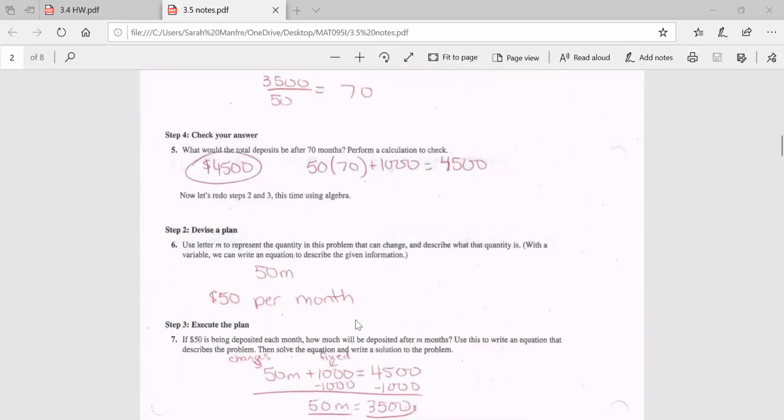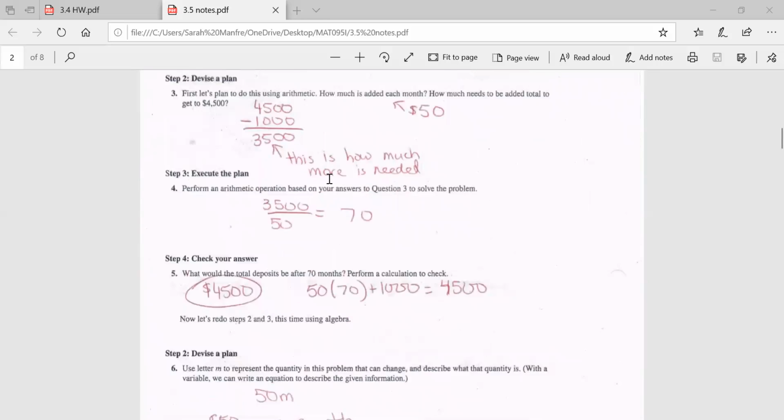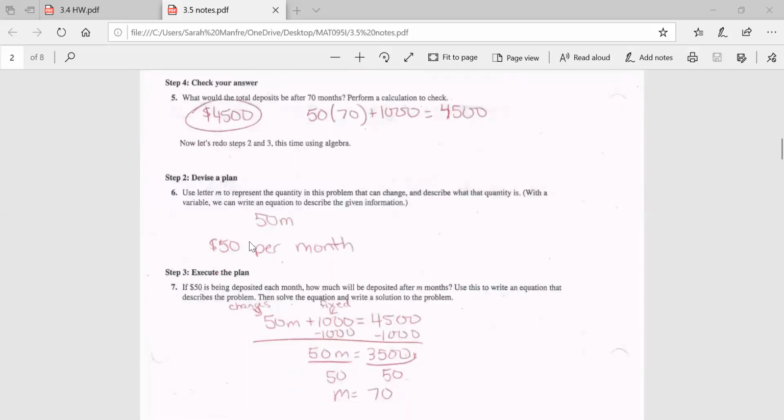Okay. Now, the way that we just did it here, this was the non-algebraic way of doing it, okay? This is using our common knowledge to figure out, well, what do we need to do? But there's another way we can do this. So if you look back, it's going back to step 2. Now we're going to bring variables in and try and write an equation to represent this situation. So we're going to let M represent the quantity in this problem that can change, and think about what M is going to be representing. It's going to be the number of months.